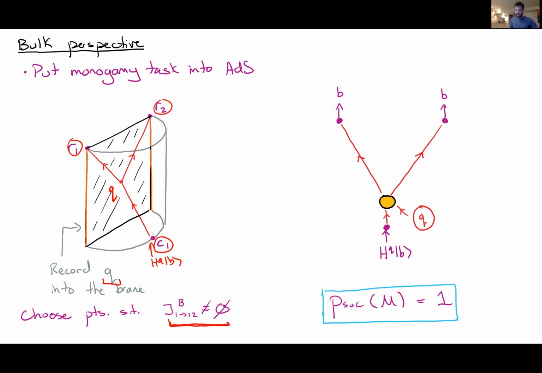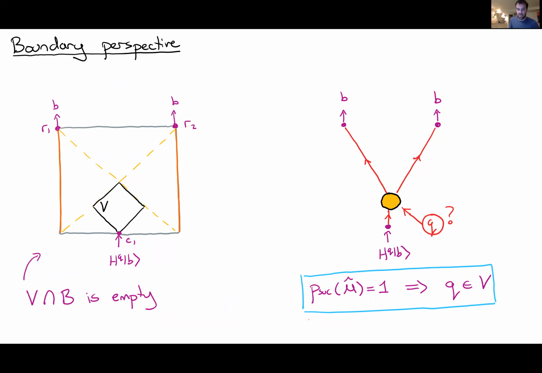Okay. And so when this is not empty, it's very easy to do the task, right? So you just bring HQB to the brane, learn Q, undo HQ. So you just have the state B, and then B comes out, then you can send B out to R1 and R2. So your probability here is 1. Okay. And then we just think about this again from the boundary perspective. So in the boundary, we have the same task. The causal structure looks a little bit different.